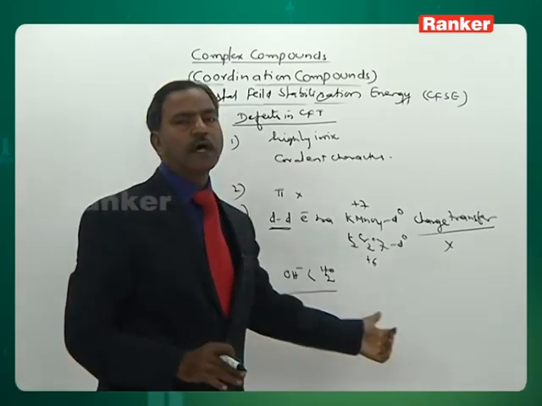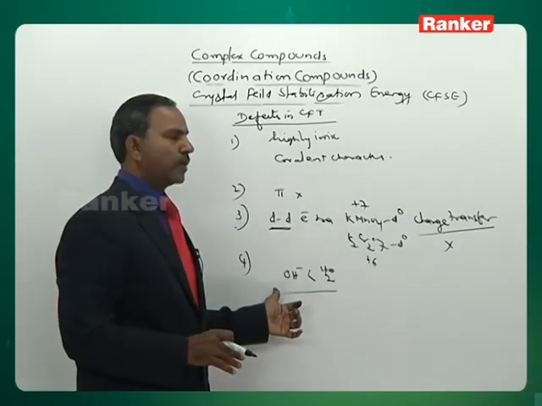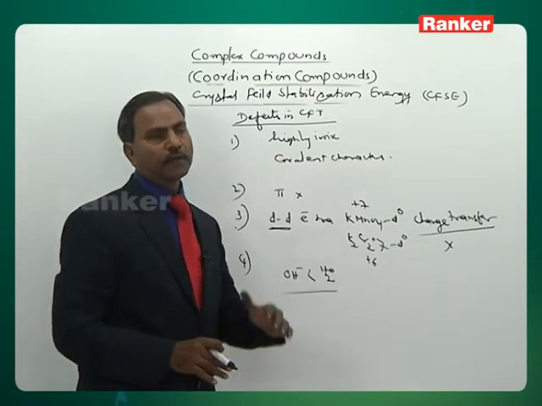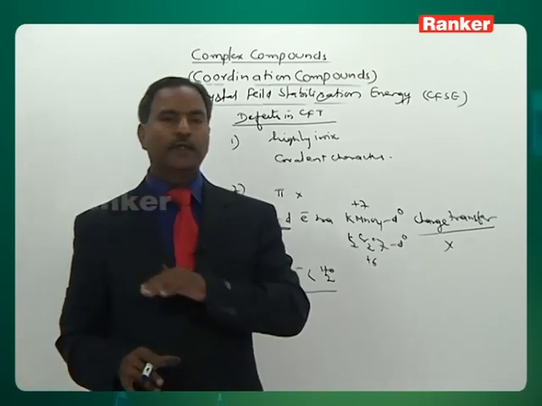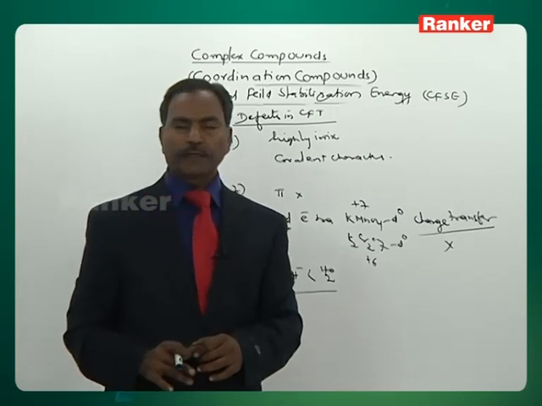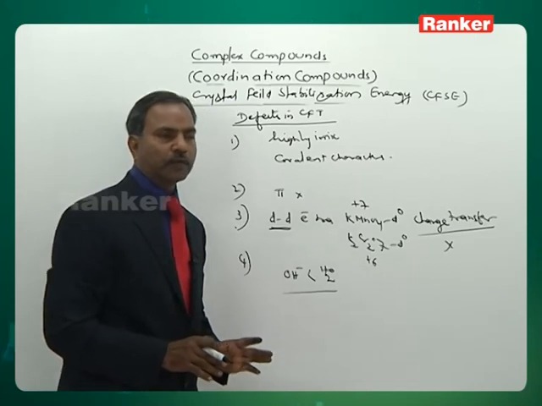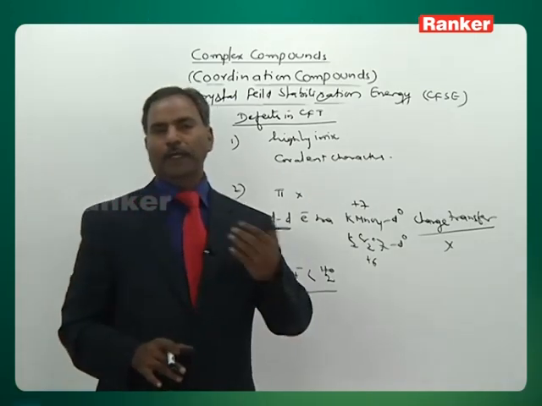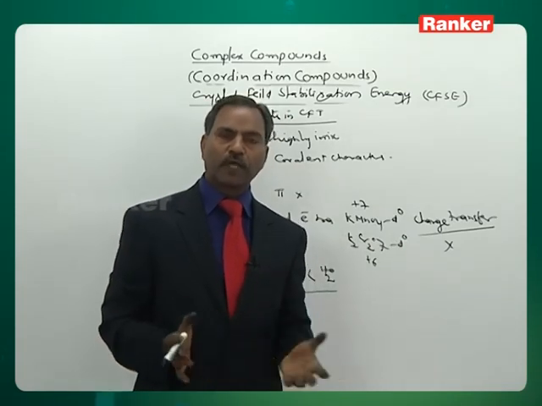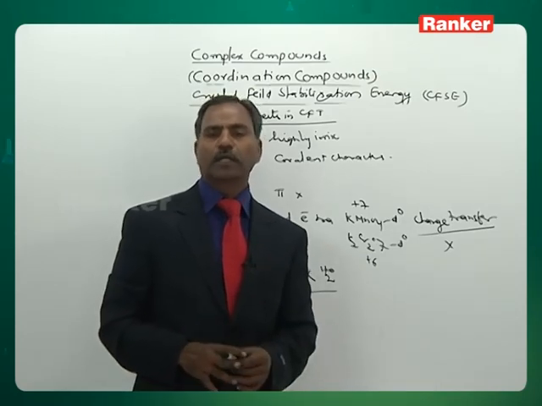Coming to the next, there are some deviations in the increasing order of field strengths. OH minus is given as lower field strength than H2O, which is not the correct order. This concept is also not thoroughly explained by CFT. This is about CFT: postulates, applications, different coordination numbers and color properties, CFSE values, and some important defects in crystal field theory.